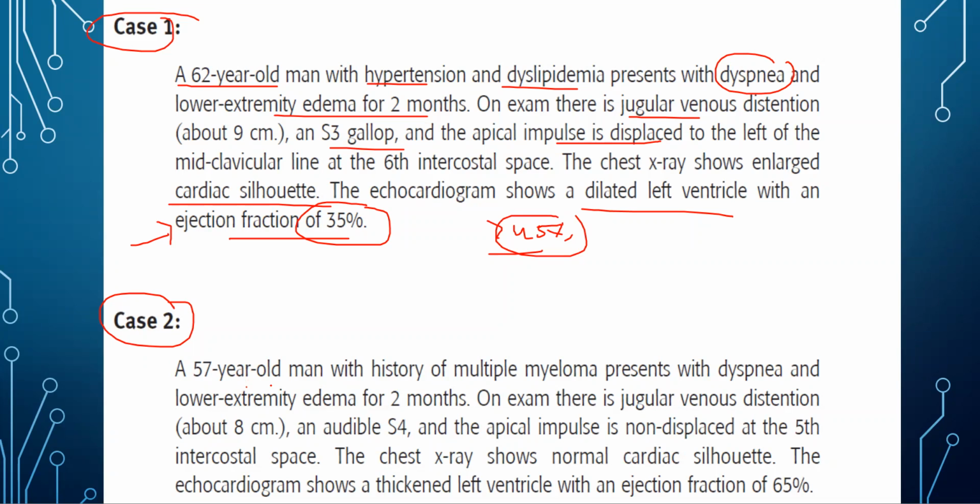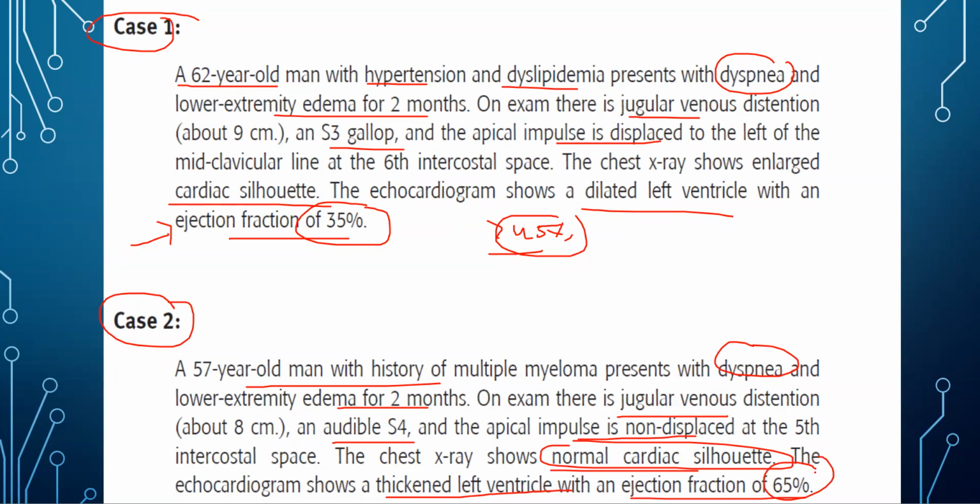So a 57-year-old man with a history of multiple myeloma presents with dyspnea and lower extremity edema. There is raised JVP, audible S4, apical impulse is non-displaced, chest X-ray shows normal cardiac silhouette, which means this patient has not got any cardiac enlargement. Echo shows a thickened left ventricle with an ejection fraction of 65%. So that's your diastolic heart failure, obviously.